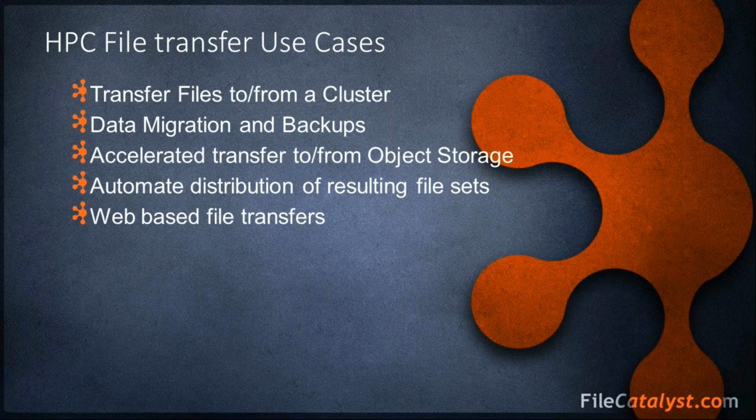So where can FileCatalyst help? Well, it can help you move your large data sets, your large files, to and from a cluster or between clusters. It can help you with migration of data and backups or archiving of data from simulations you have run. We can accelerate data to object storage as well. We have integrations with some of the leading cloud and object storage providers, including S3, Google, and the Oracle open source, SwiftStack. So all of these are included, so you can very quickly move data to object store.